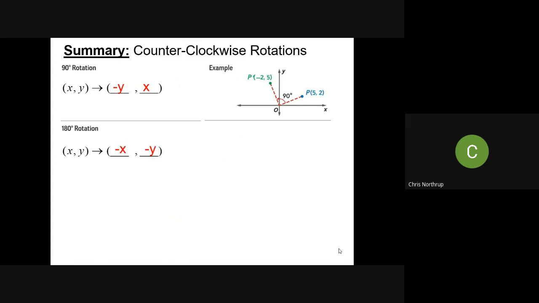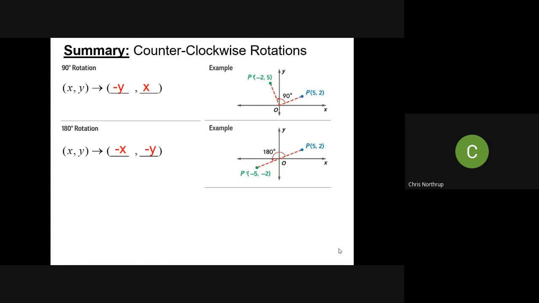If I want to do a 180-degree rotation, I just take the opposite sign of my X and my Y. So this should look actually pretty familiar to some reflections. This is another kind of reflection that we've seen before. So if I have the point 5, 2, I can just take the opposite sign of the X and the Y. That lands me 180 degrees on the opposite side of the origin.